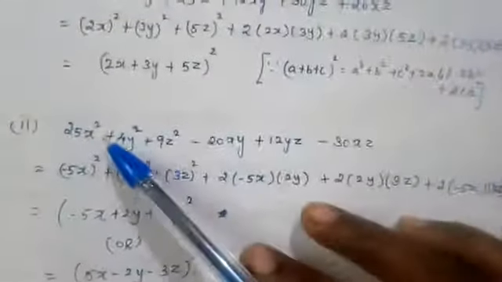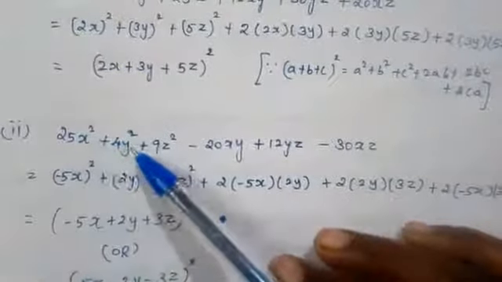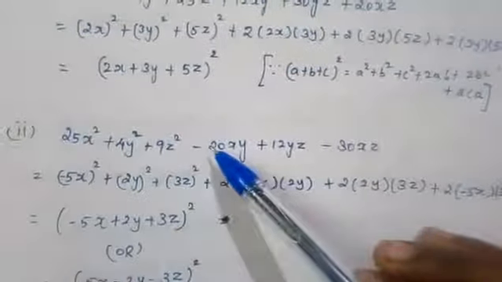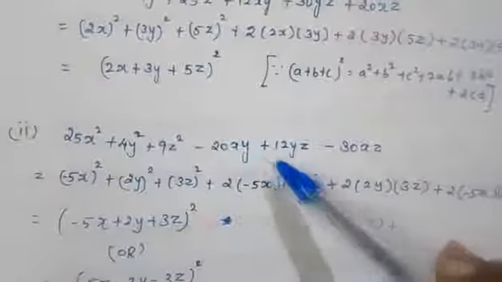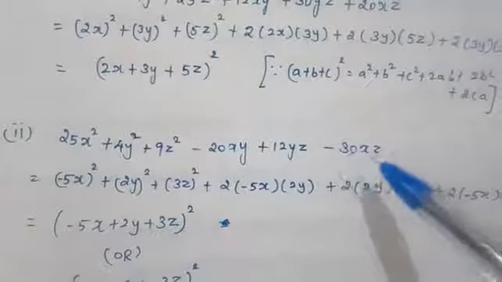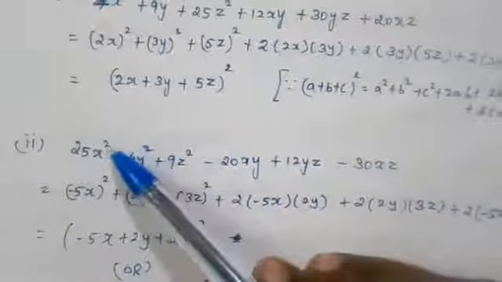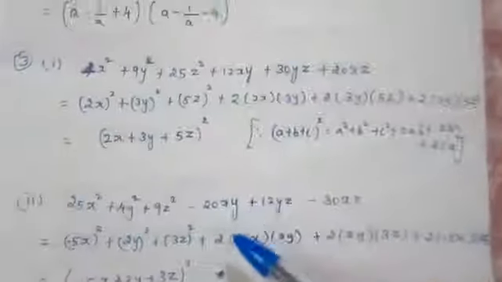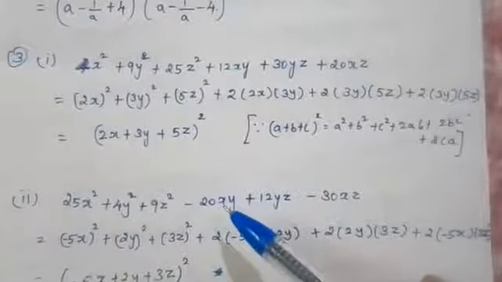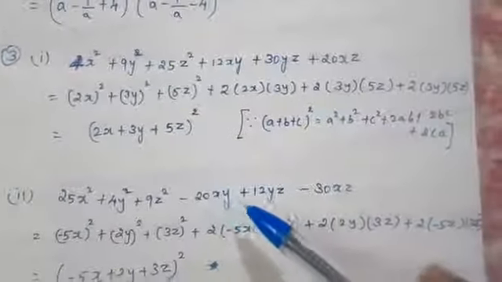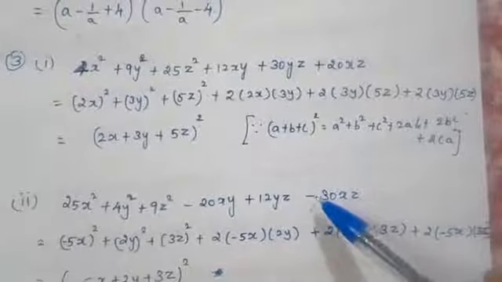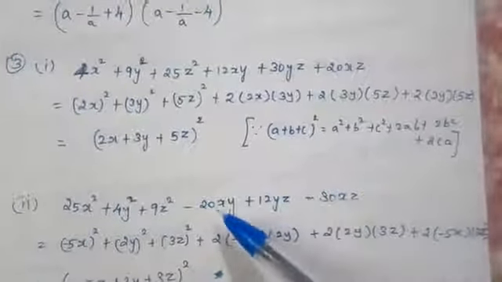The second question is also the same: 25x square plus 4y square plus 9z square minus 20xy plus 12yz minus 30xz. It is the given question. You have to rewrite this. Here minus and plus are given. Suppose the term is plus and no minus symbol is there, don't worry, directly we will apply. Where minus is there, we have to check which terms have a minus.